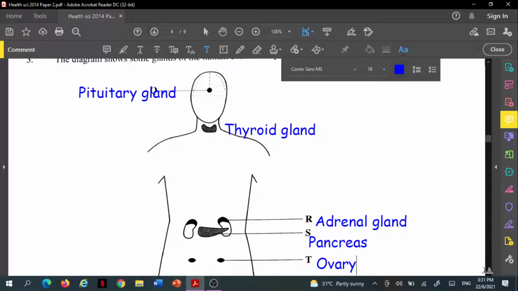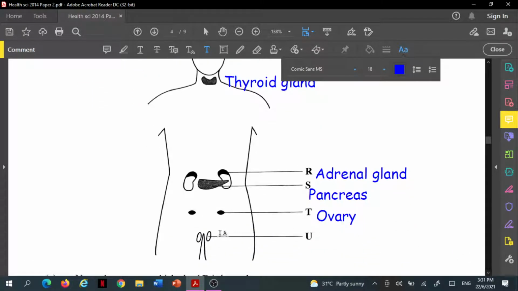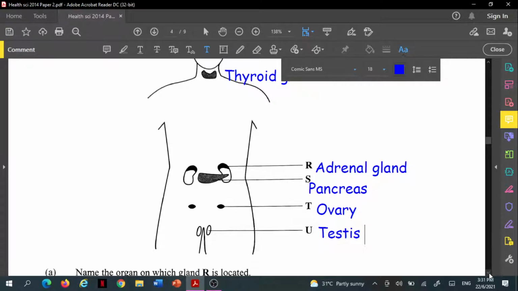All right, so let's go down a little bit. Here they have a next part, which is U. So they put both male and female on the one diagram. So this one represents the testis. Again, just to point it out right here, testes is the plural form for both of them, right? So testes represent 2. This is a plural form. So testis is only 1. All right, so let's go down further now to see what's happening here.